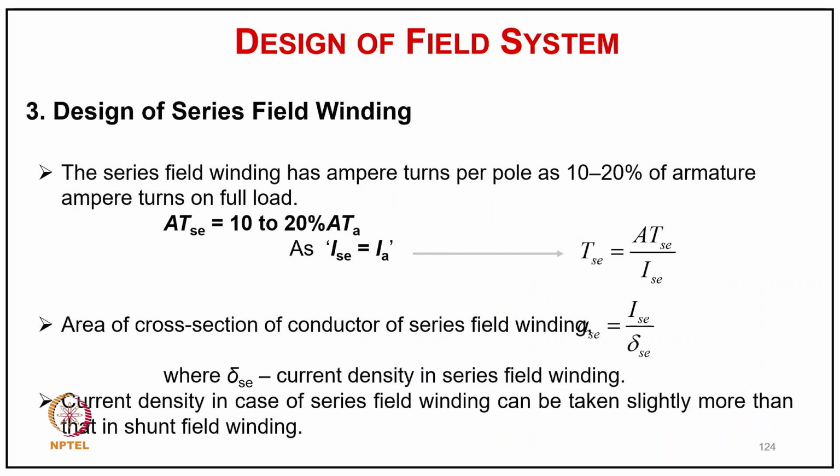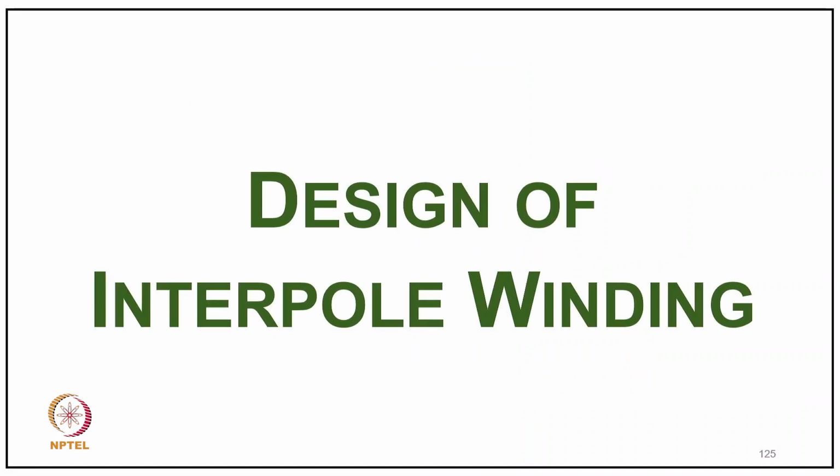Now coming to design of series field winding. The series field winding has ampere turns equal to 10 to 20% of armature ampere turns on full load. So ATSC equal to 10 to 20% of ATA in a compound machine. So ISC equal to IA, or TSC equal to ATSC upon ISC, and the cross section area of the series field winding will be ASC equal to I upon sigma SC, where sigma SC is the current density in the series field winding. The current density in the case of series field winding can be taken slightly more than in the shunt field winding.